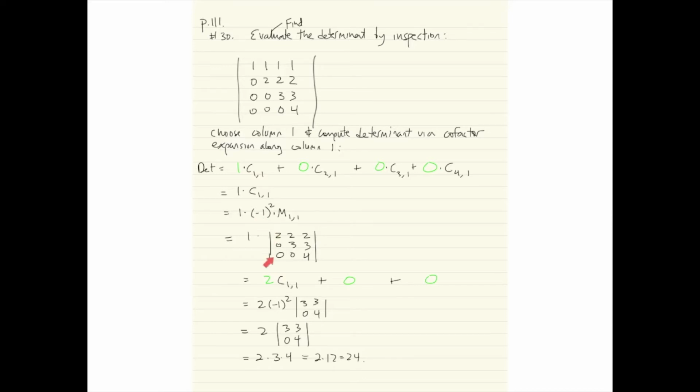Okay, so then it remains to find the determinant of this matrix here. For a similar reason, if we expand along cofactors along this column, it's going to be 2 times the determinant of this 2 by 2 matrix consisting of 3, 3, 0, 4, because when we expand along this column, the 0s are going to turn into zeros. So we just have to multiply 2 by the cofactor of this matrix, that's the determinant of the matrix times an appropriate sign.